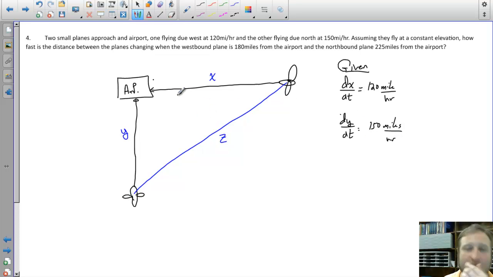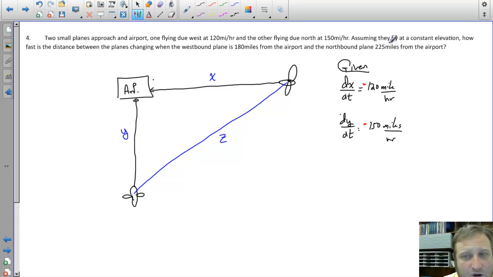But let's look at our convention. We realize that our magnitude of x is getting smaller. Therefore, this rate of change must in fact be negative. The distance between the plane and the origin, which we're going to call the airport now, is getting smaller and smaller in magnitude. Therefore, this value of dx over dt must be negative. The same thing applies here to y. Since the magnitude of y is getting smaller and smaller, I also know that my rate of change of y with respect to time must also be negative.